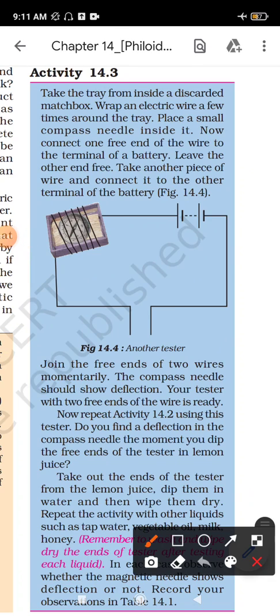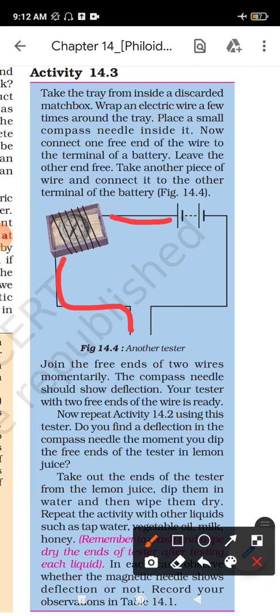As you can see in this figure 14.4, this is the matchbox tray, and in this tray we have placed this compass. We have wrapped the metal wire on this tray. One end of the metal wire will be connected to one terminal of the battery, and the other end is free for the testing process.